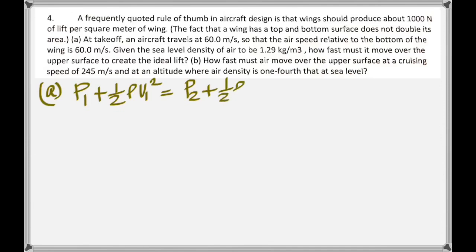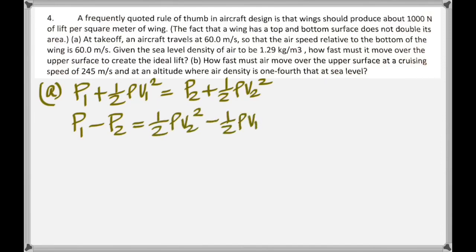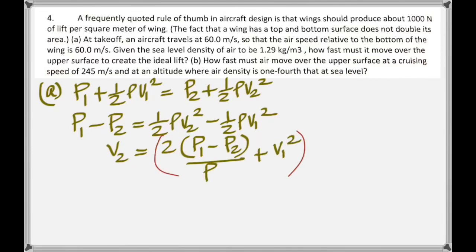So that's Bernoulli's principle, but remember you're also given that it should produce about 1000 Newton of lift per square meter. So you're given the force is 1000 and the area. So multiply the force with the area, you get the pressure difference times area, like in the last problem. So P1 minus P2, again as before, make that the subject. And because we are asked to calculate velocity 2, we make that the subject. Got to be careful there, you got to take the square root. That's why I've raised it to half.